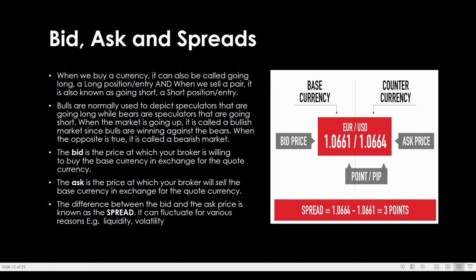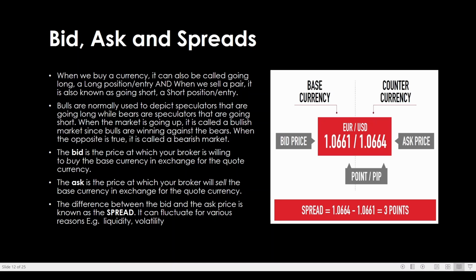So they say, this is the price at which I'm going to buy that euro from you if you want the US dollar. And the opposite is true. They have what we call the ask price, which is the price at which your broker will sell the base currency in exchange for the quote currency. Okay? So the difference between the ask price and the bid price is what we call the spread.